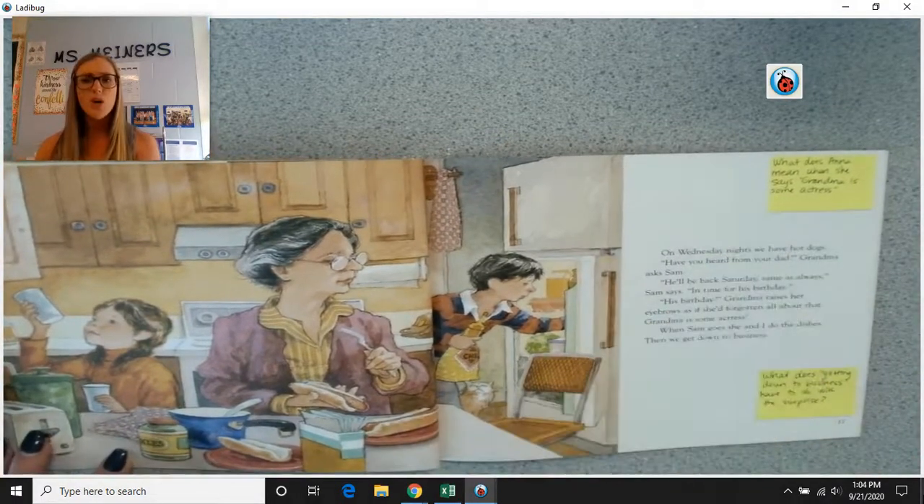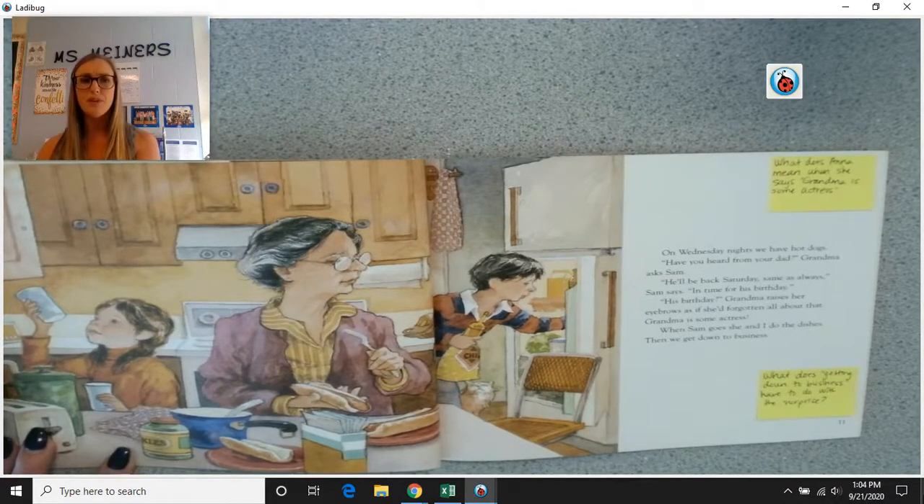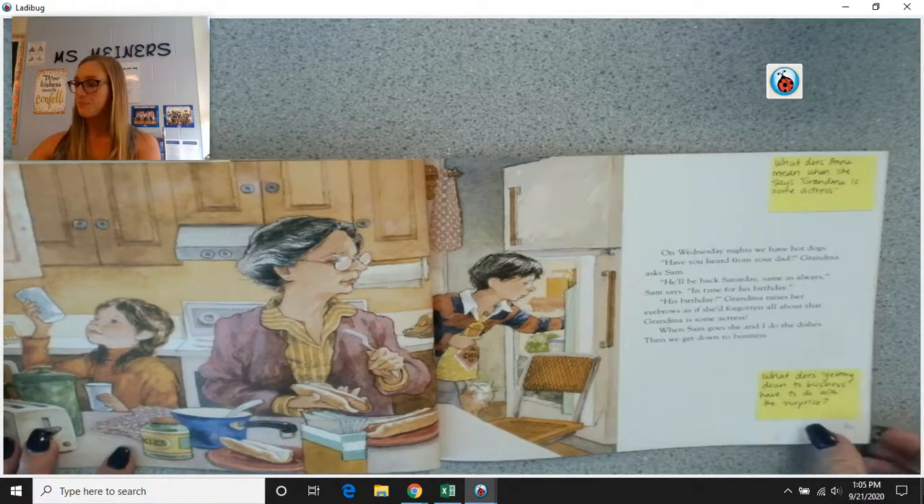The first one says, what does Anna mean when she says Grandma is some actress? I wonder if she really means that Grandma is an actress. I wonder what that means. And our second question says, what does getting down to business have to do with the surprise? Have you ever heard somebody say, let's get down to business? What do you think that means? And what does it have to do with the Wednesday surprise? Again, pause the video and take some think time.